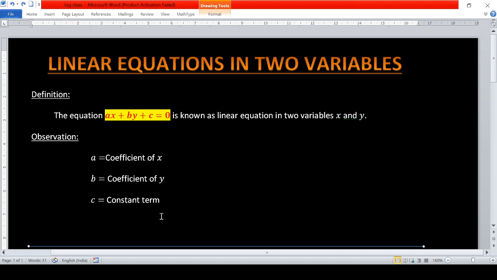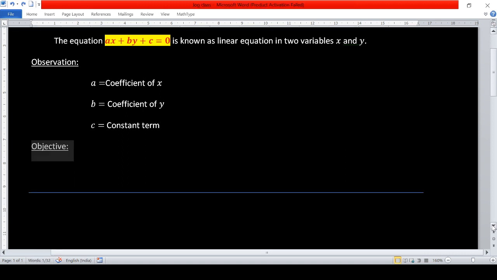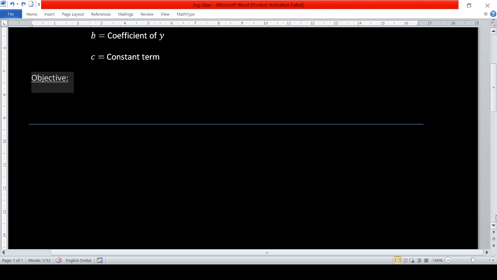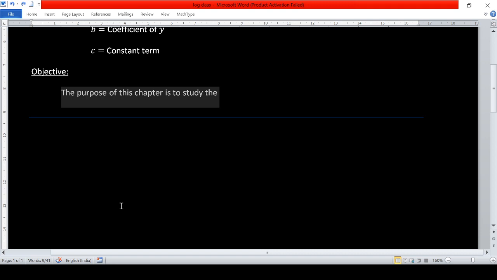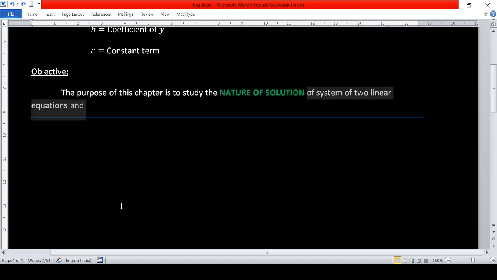Next, the objective of this chapter. The aim of this chapter: what we are going to discuss on the whole. The purpose of this chapter is to study the nature of solutions of a system of two linear equations, and to find the solution of this system of equations. That is the aim of this chapter.